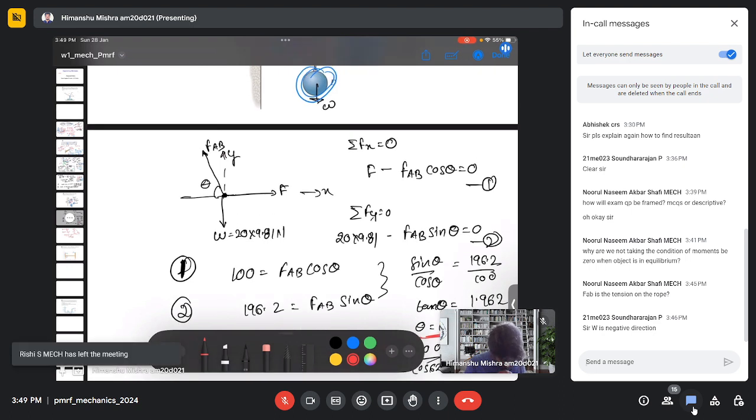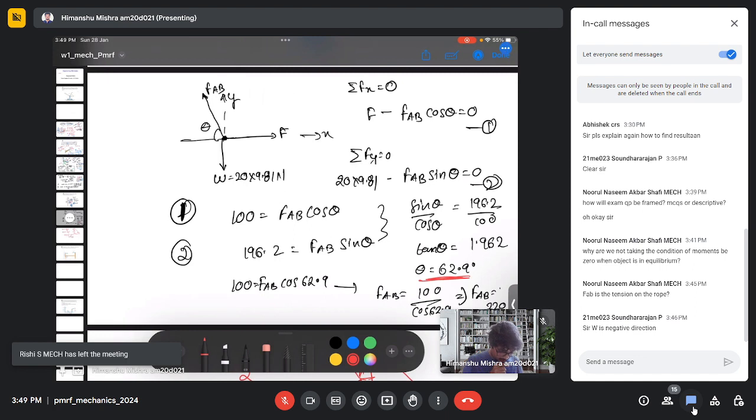Yes. So W will be in the negative direction, but it will give me the same equation, because eventually you are taking any of this part into the right hand side and you will end up with this same equation here.